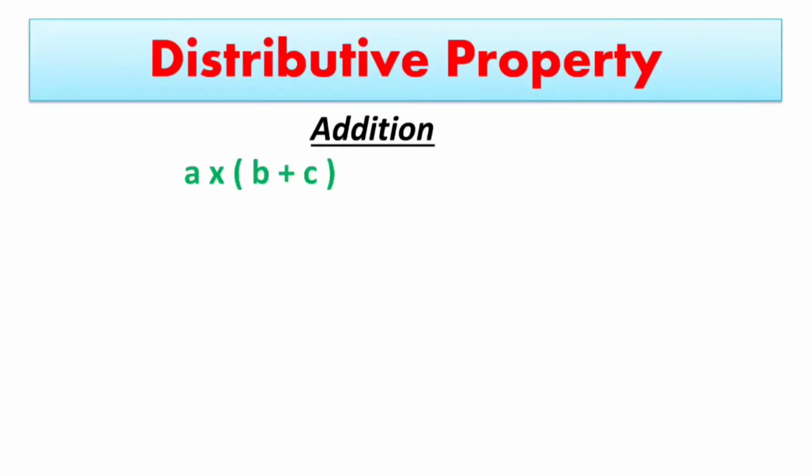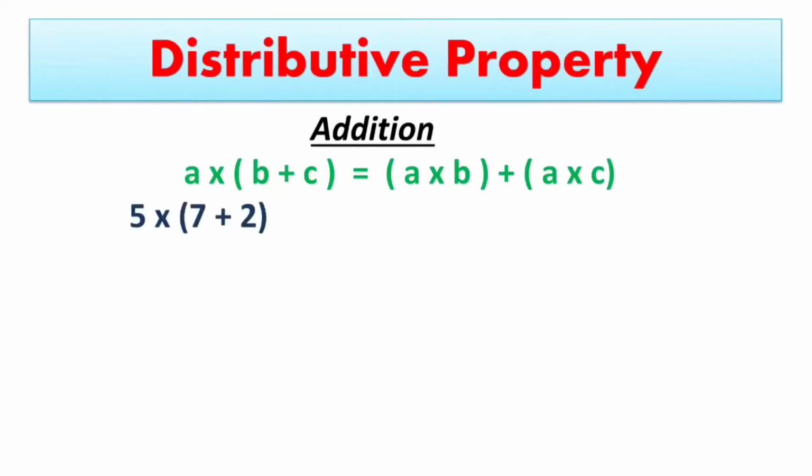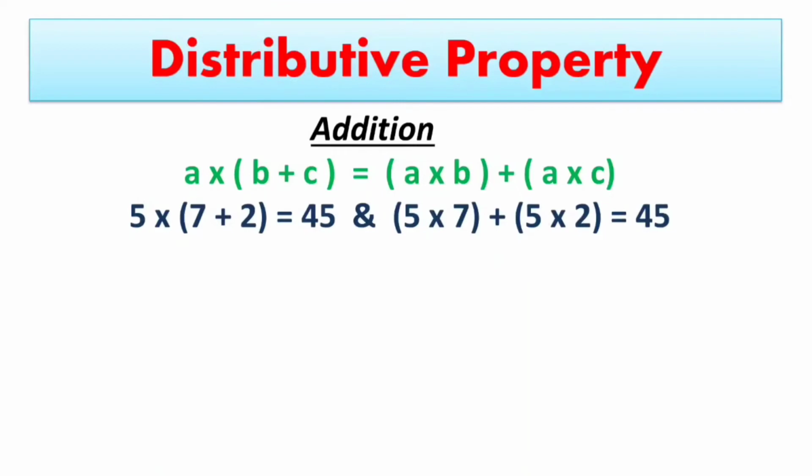The next property is distributive property. Distributive property is true for addition and subtraction. Here we have A multiplied by (B plus C) equals (A multiplied by B) plus (A multiplied by C). For example, 5 multiplied by (7 plus 2) gives 45. Similarly, (5 multiplied by 7) plus (5 multiplied by 2) equals 45.